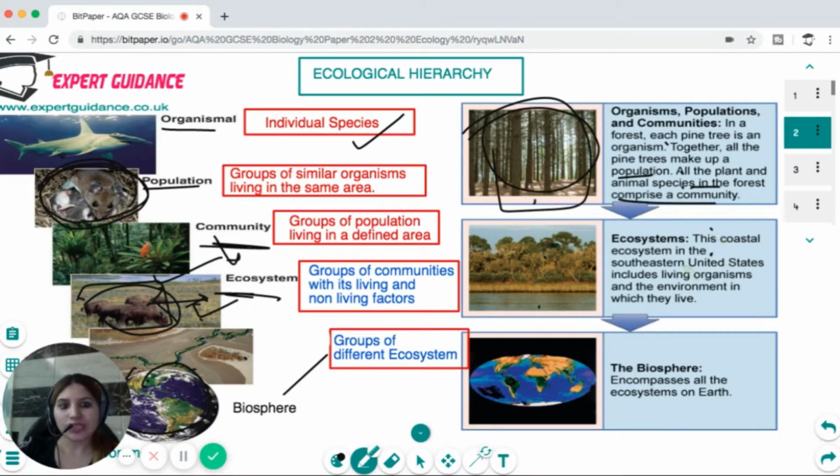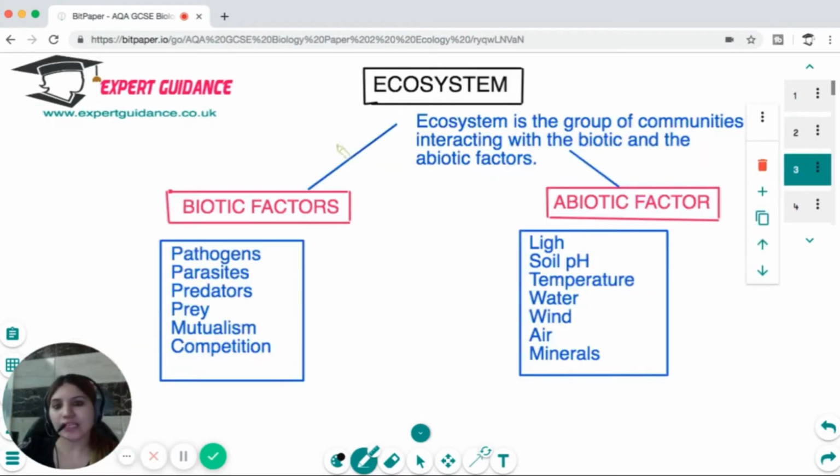Then all these groups of communities form an ecosystem. This coastal ecosystem in the southeastern United States includes living organisms and the environment in which they live, which includes the air, water, soil, and the biosphere encompasses all the ecosystems on the earth. So you should know the difference between a population, a community, and an ecosystem. When we talk about an ecosystem, it is a group of communities which is interacting with the biotic and the abiotic factors.